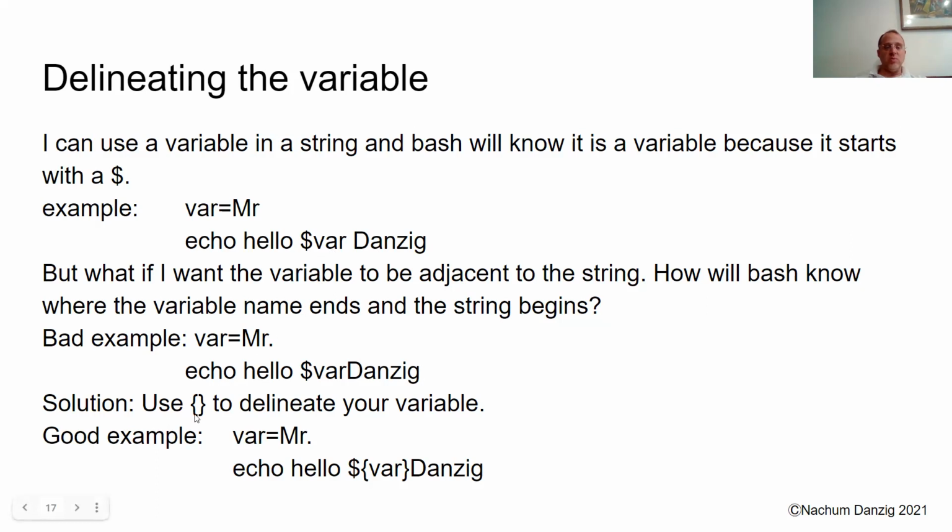So you need to use the braces to delineate your variable. So I write it like this, hello, and then I delineate that the variable ends after this r. So then hello ${var}Danzig. So it'll print hello Mr. Danzig, like that.